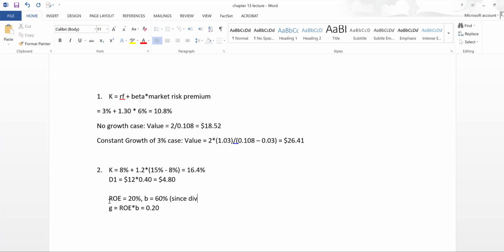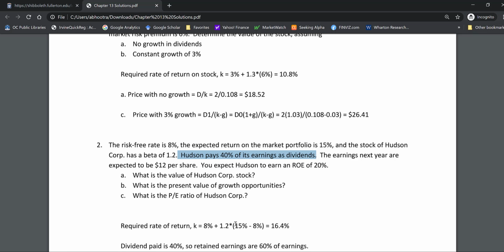And why is B 60%? Since the dividend payout is 40%, right? So if 40% is paid as dividends, then 60% is retained, right? So 0.20 times 0.60, that would be our growth rate. So that would be 12%. All right, 12% is our growth rate.